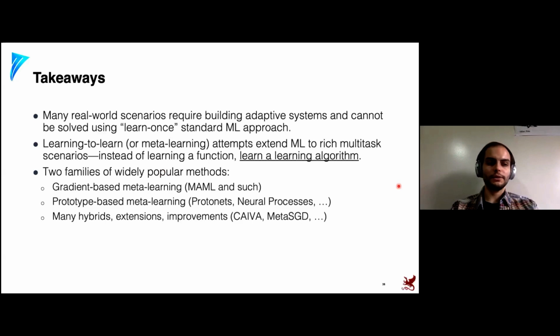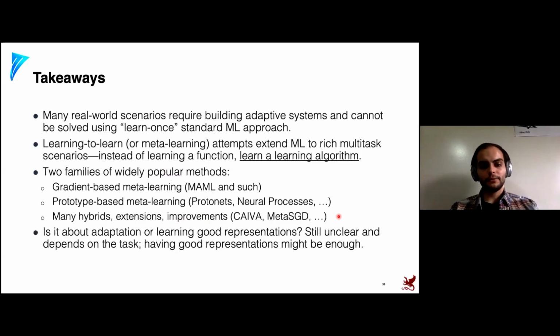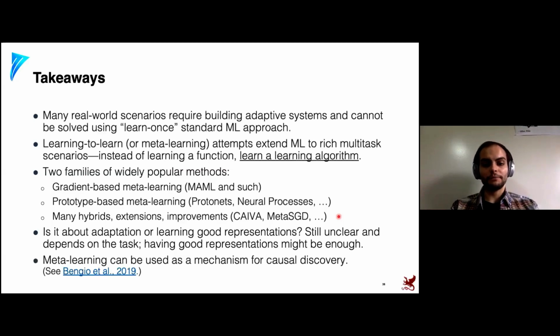Of course, these are not the only methods. There are so many of them, and there are many hybrids, many extensions, many improvements. Like literally every week, you can see maybe 10 to 15 new papers that actually cite MAML, and this is a very fast-growing subfield right now. Again, is it about adaptation or representation? I looked at one of the papers. It looks like it's more about representations than adaptation, but it's very dataset dependent. So exactly the same study with MAML versus ANIL on some other dataset, or maybe even an RL setting, would not work. People haven't done that, and it's still an open question.